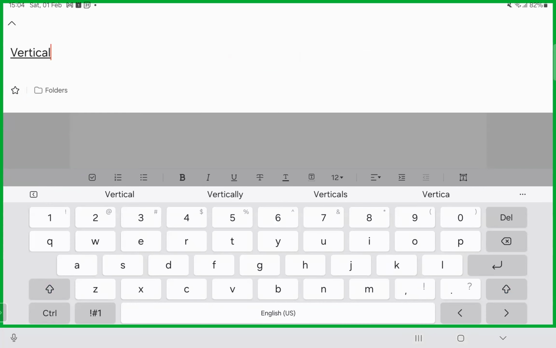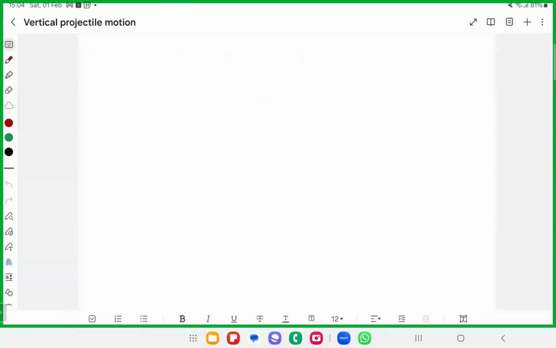So vertical projectile motion, as the name suggests, is basically for an object that is thrown up into the air and basically comes down to the ground. And it sounds very easy. It sounds very simple as well. But the questions can get a little bit tricky and quite complicated over here.